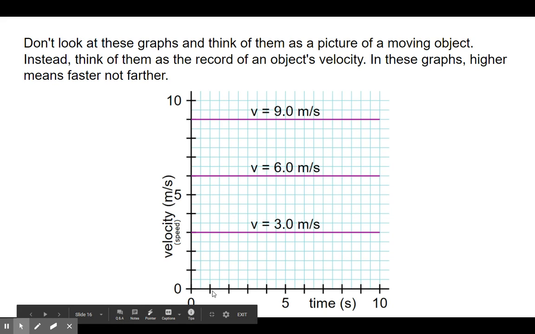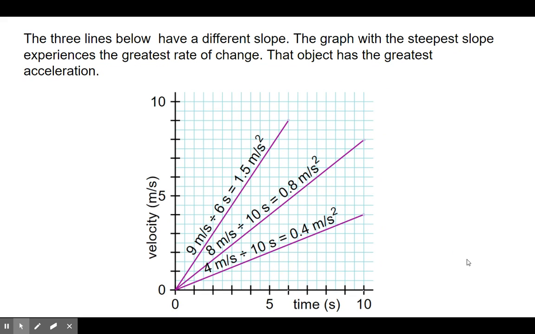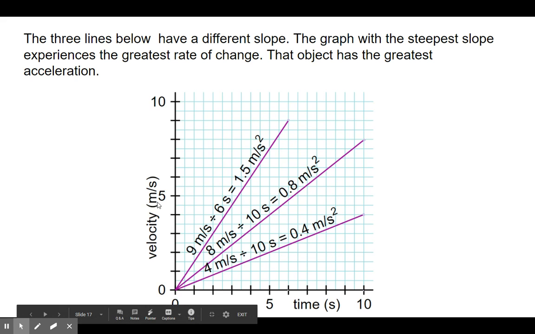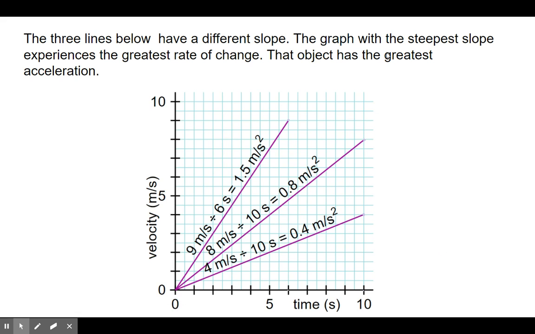So if there was a line on 0, there's no speed at all. That means they're staying at rest. Okay. The 3 lines below have a different slope. Remember, a speed or velocity time graph shows acceleration. The graph with the steepest slope experiences the greatest rate of change. Change, that's acceleration. That object has the greatest acceleration.